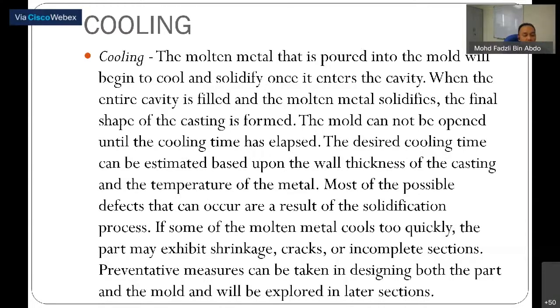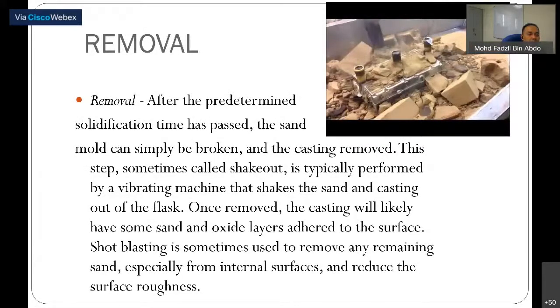The desired cooling time can be estimated based upon the wall thickness of the casting and the temperature of the metal. Most of the possible defects that can occur are a result of the solidification process. Most of the defects yang kita occur pada kita punya part tu adalah basically during the solidification process, during the cooling process. If some of the molten metal cools too quickly, the part may exhibit shrinkage, cracks or incomplete section. Biasanya kita coolkan pada room temperature lah. Kita biarkan saja. Preventive measures can be taken in designing both the part and the mold and will be explored in later section. Okay. And then this is the removal.